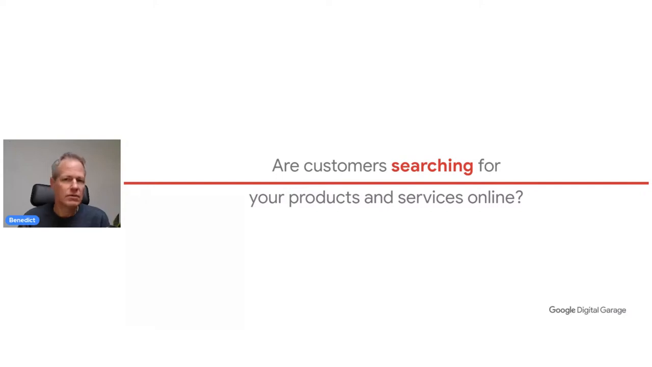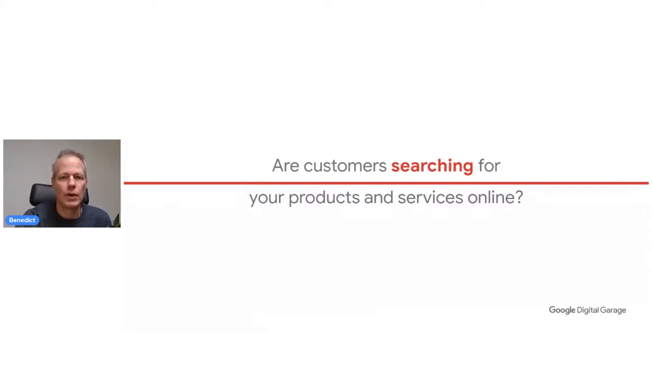For example, pizza restaurant Birmingham. So how do you know if customers are really searching for your products or services online? There are a number of different tools to help you find out how many different people are checking out your website. And don't forget, there are a lot of different talks we have online to assist you.